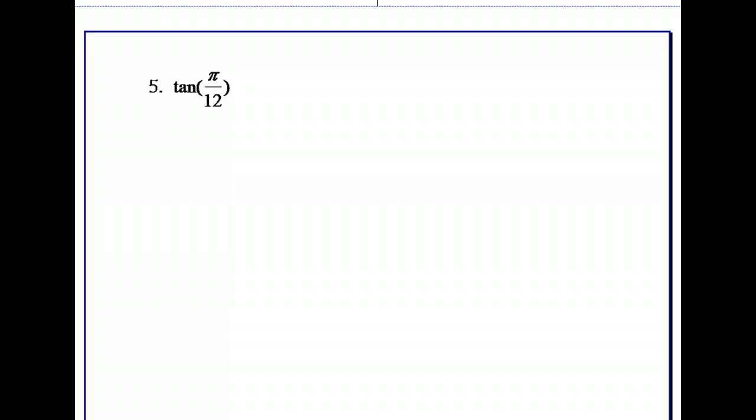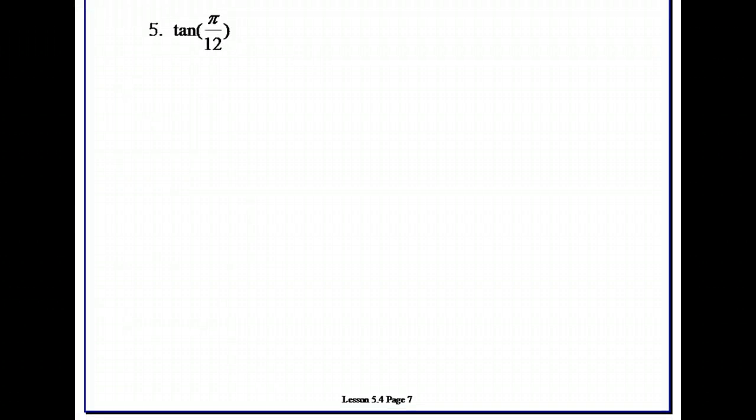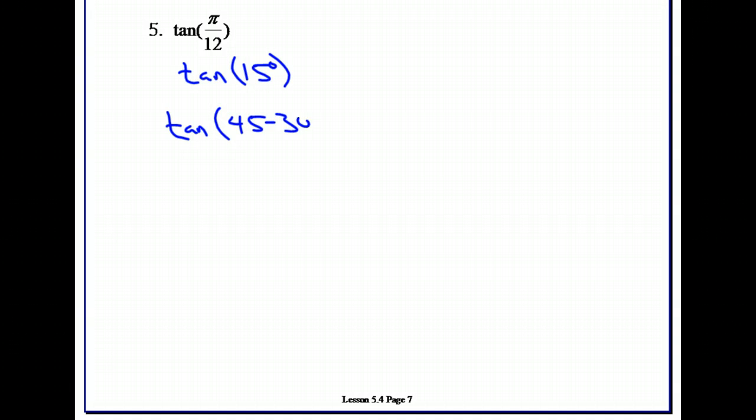All right, let's try another tangent one. Tangent of pi over 12. Well, we just converted that. We know that's a tangent of 15 degrees. How do you get 15? 60 minus 45? Well, this time let's go 45 minus 30. It makes the problem just slightly messier, but it will be okay.